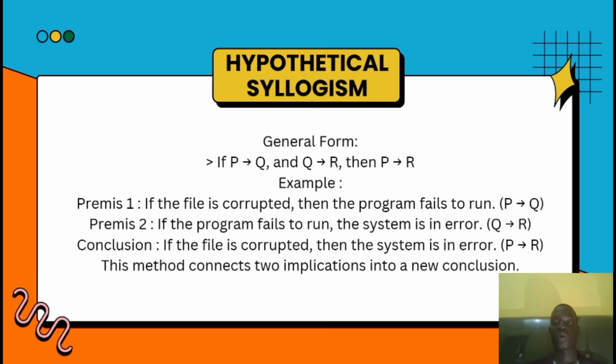But if Q was false, like the program failed to run, because if the file is corrupted, then the program fails to run. This is true. But if Q was false, then R must be false here. But here, since Q is true, then premise 2 must be true. And if premise 1 and premise 2 are true, then the conclusion must be true. So the argument is valid, which means it is definitely true.